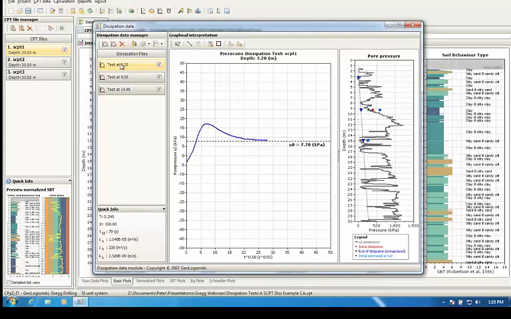But I think you're still going to find that doing complex modeling to interpret dissipation tests is not going to be what everyone's going to do on a day-to-day basis. So they'll still tend to use these sort of simpler interpretation methods to get an idea of the coefficient of consolidation for design purposes.